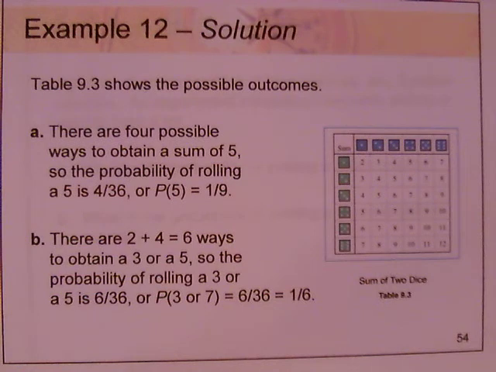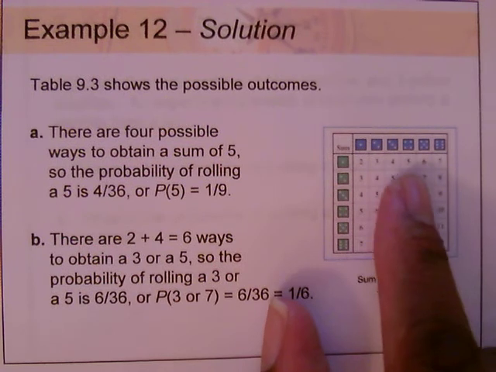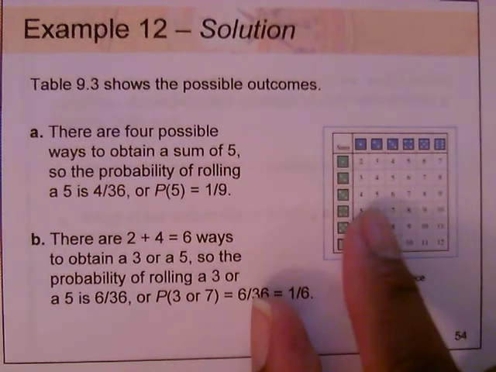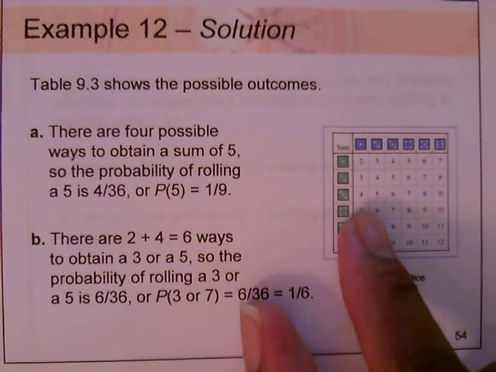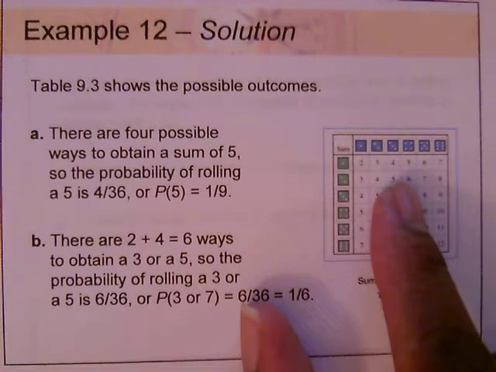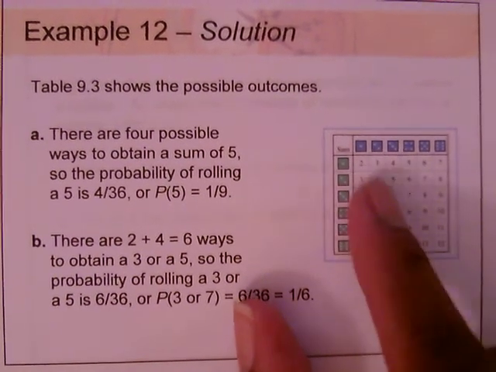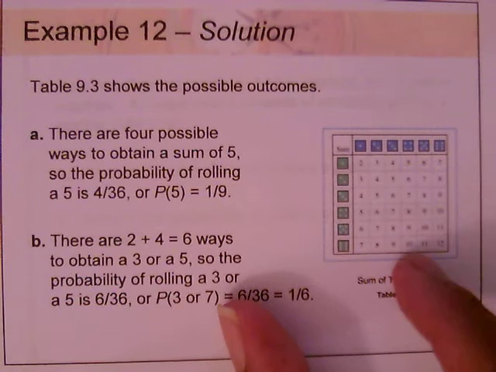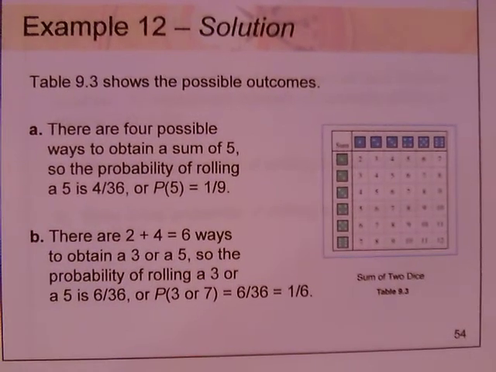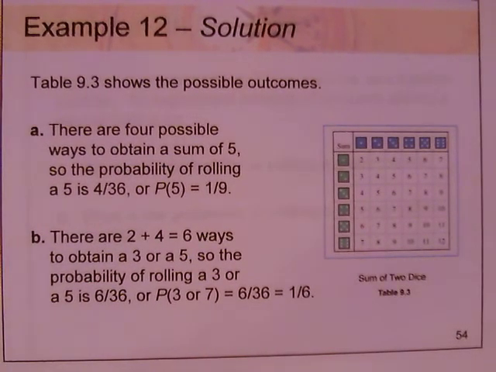In part A, there are 4 possible ways to obtain a sum of 5. In this case, this diagonal represents how many ways you can get a 5. A 4 and a 1, a 3 and a 2, 2 and a 3, and a 1 and a 4. There are 4 ways out of a possible 36 ways, as you can see here, because we're rolling 2 fair dice. So that probability would be 4 divided by 36. Probability of rolling a 5 would be 4 over 36. We can reduce that to 1/9.